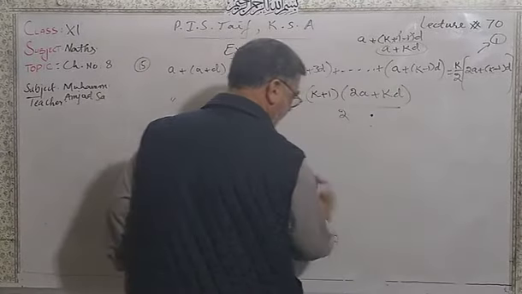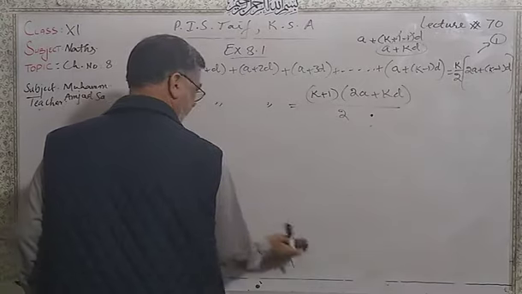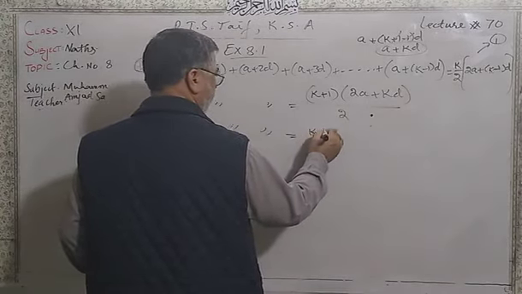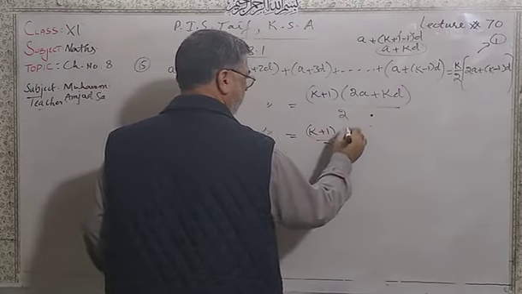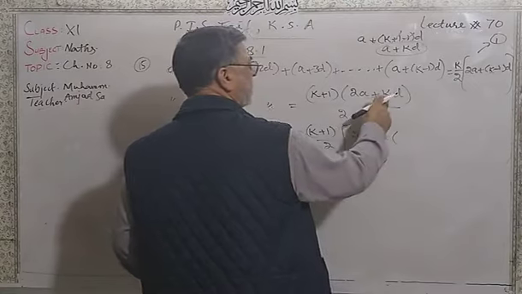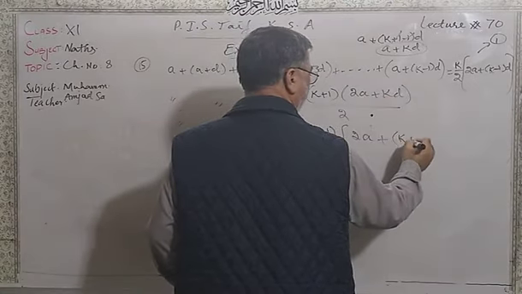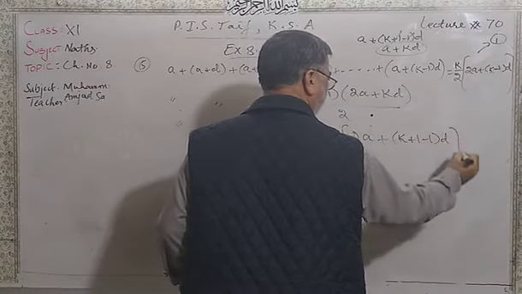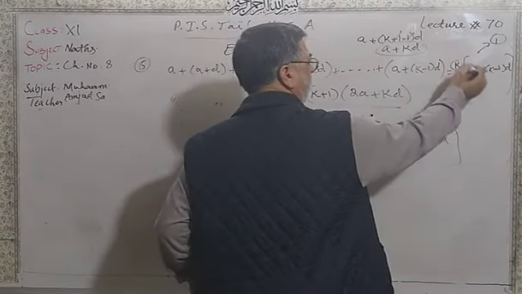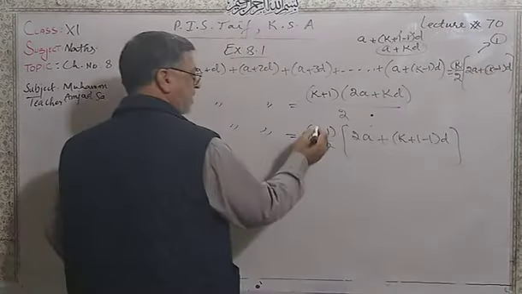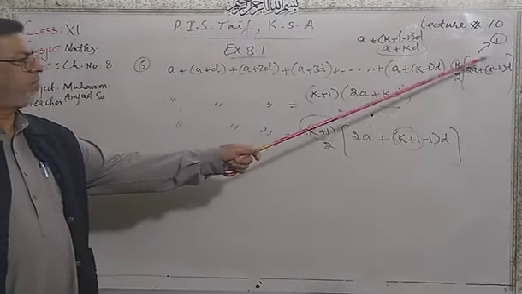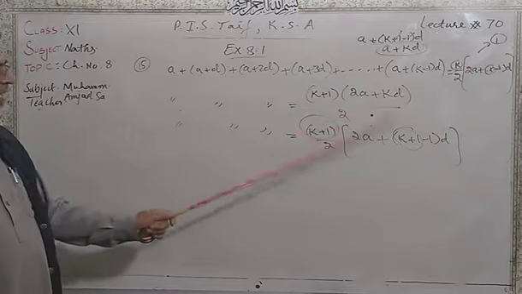Dear students, this can be written as k plus 1 over 2 into 2a plus kd. You can write down k plus 1 minus 1 into d. You can check, here was k and k. Here is k plus 1 and k plus 1. So instead of k, we got k plus 1 and k plus 1.